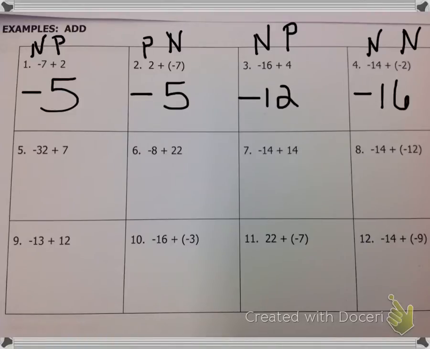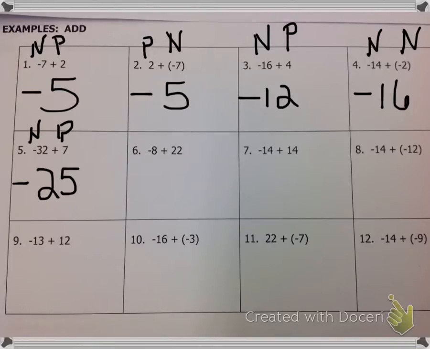If you look at number 5, it is -32 plus 7. Okay, so let's look at our numbers. We have -32, that's a negative, and 7, that's a positive. So do we have same signs or different signs? We have different signs, so different signs, subtract. 32 minus 7, you find the difference of the two numbers, you get 25, and take the sign of the larger number. What number is bigger, 32 or 7? 32 is bigger, so that would be a negative answer, -25.